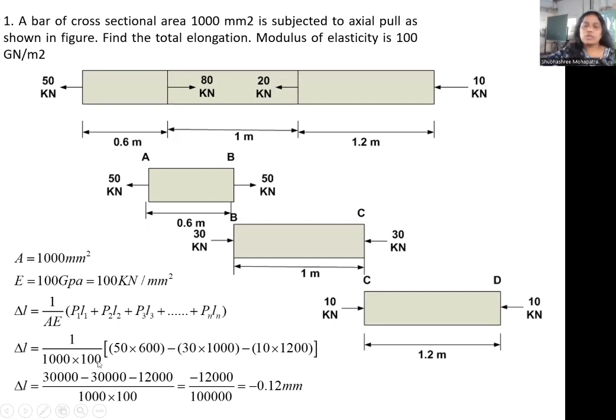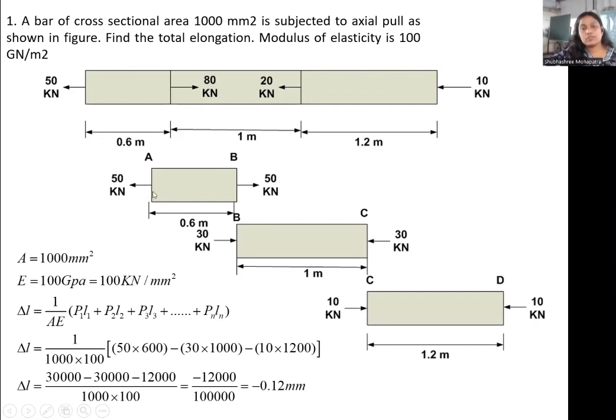That means force we have to take in kilonewton and length should be in mm. In the first section, we have a load of 50 kilonewton and a length of 0.6 meter. We have to convert it to mm, that means 600 mm. So 50 times 600. Similarly, for section 2, we have 30 kilonewton and 1 meter, that is 1000 mm. Next, this is 10, this is 1200.